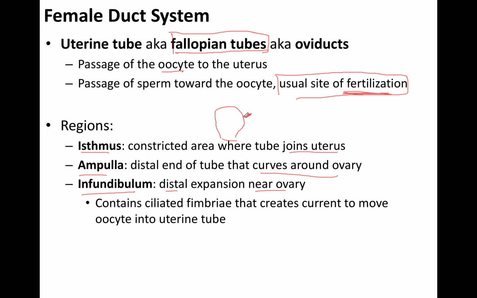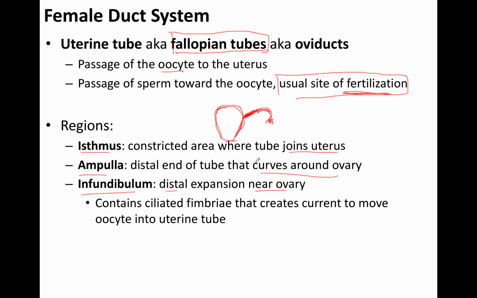So the isthmus will be here. So this is my uterus. I know it's not the greatest drawing, but kind of works. That's the isthmus right there. Then you're going to have the ampulla, which is going to be the curved portion, and then the infundibulum.